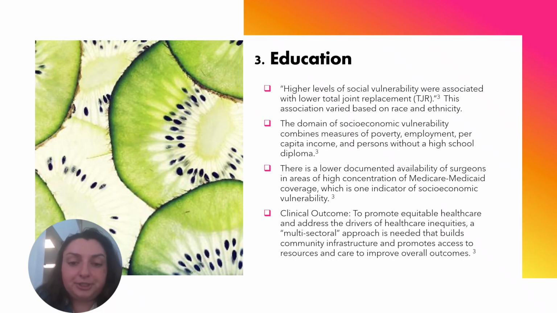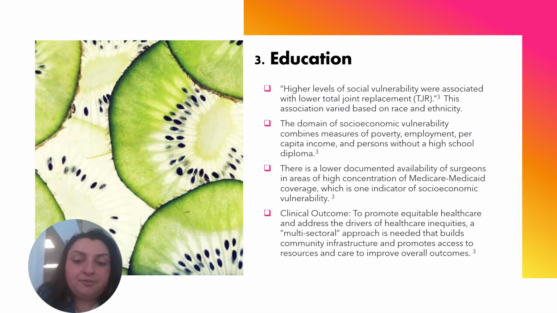Okay, for education, again, a similar trend as with the higher economic status: higher levels of education correlated with more frequent surgeries, whereas groups that were more socially vulnerable, with higher levels of vulnerability, received lower numbers of the joint replacement surgeries.